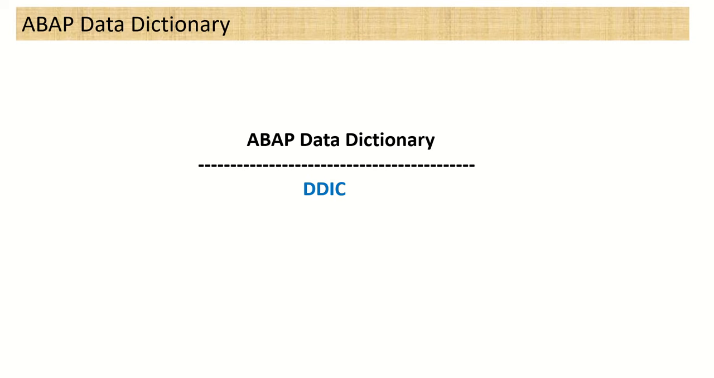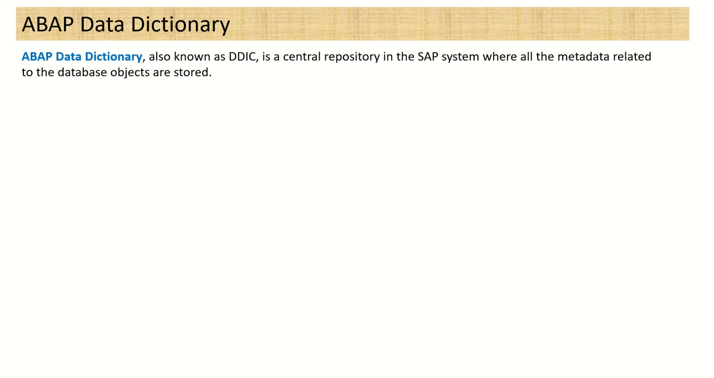from the SAP screen. So let's first understand what exactly DDIC, the ABAP Data Dictionary, is. DDIC is a central repository for all the database related objects. The metadata of all the database objects is stored in the DDIC. This means that we can use the data dictionary to create and manage the database related objects.